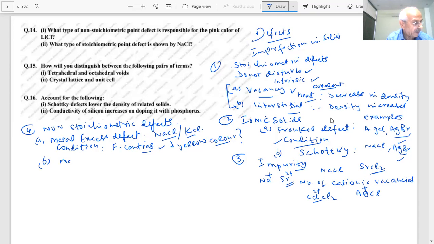What is metal excess defect? Due to the presence of extra cations. It happens when the substance is heated. So there will be an excess of metal in the crystal. What is the color change when ZnO is heated? It changes from white to yellow. White to yellow.